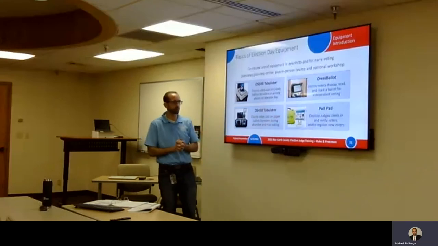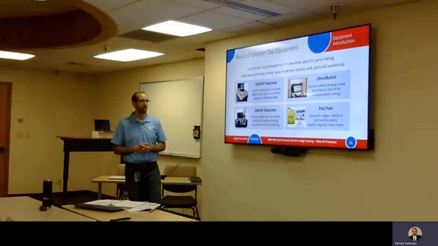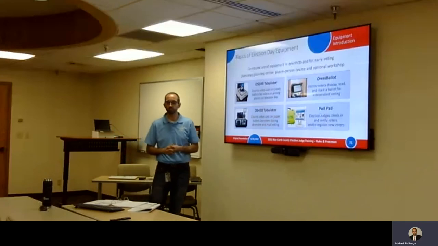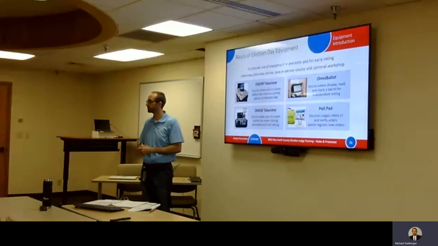The poll pad, we've talked about a fair amount already. The poll pad is the replacement for our paper rosters. It is a good way for us to register voters and verify voters. It also really helps us manage the absentee voting process to make sure that somebody doesn't mail in a ballot and then try to sneak into the polls and vote as well. Those devices are updated multiple times on election day.